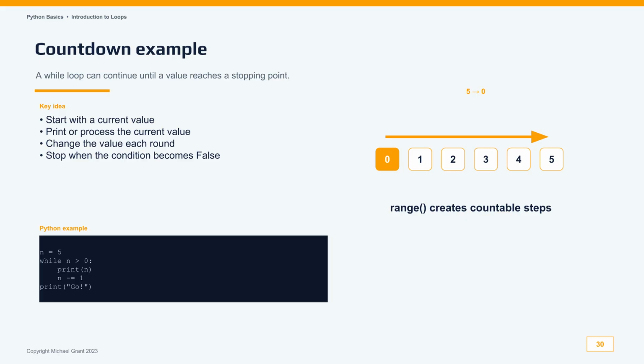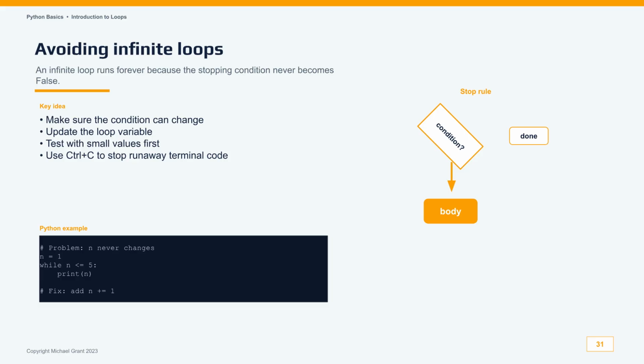A classic example is a countdown. You set an initial value and repeatedly subtract 1 until you reach your limit. It's a great way to see how the condition state drives the loop toward a natural, controlled conclusion. We must be cautious of infinite loops, which occur when the condition never becomes false. Always ensure your loop variable is updated within the block. And remember, you can use Ctrl+C to force stop any runaway code in your terminal.